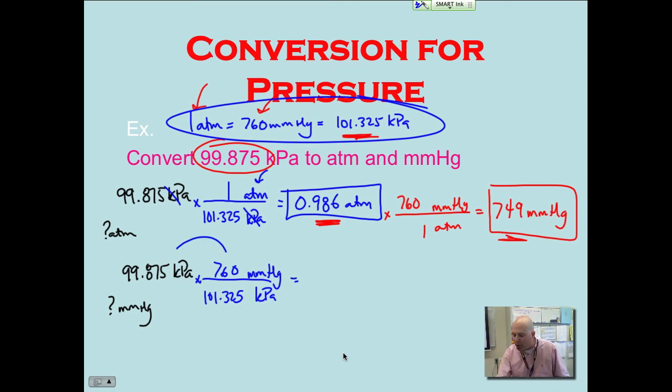Notice I would multiply by 760, hit equals on my calculator, and then divide by the 101.325, and of course I would get that 749. So there's your conversions for pressure. I'll leave that at that, a quick little video.